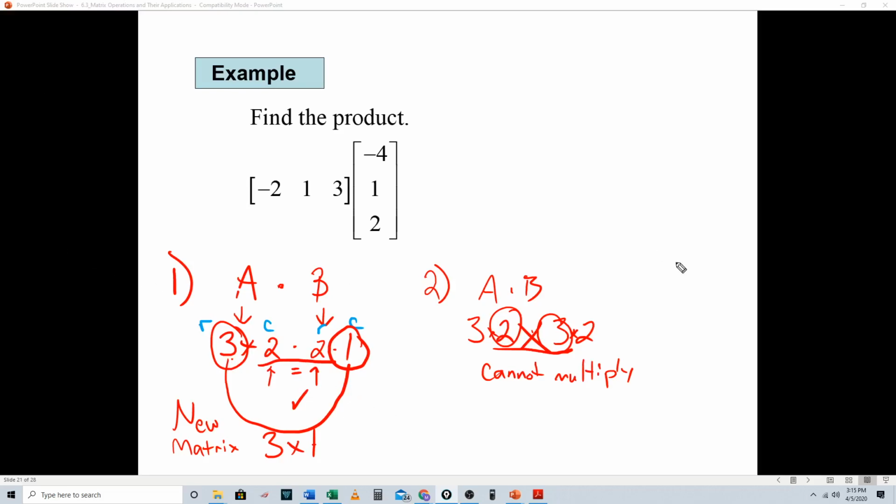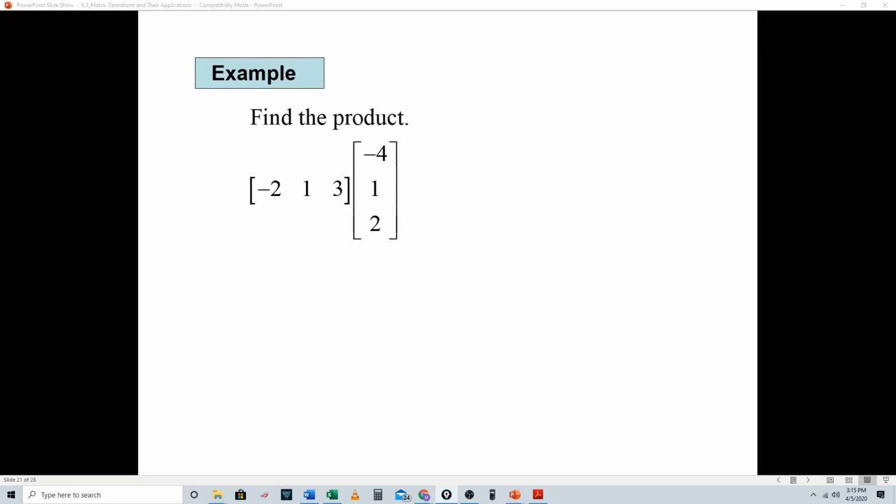Okay, let's write down the order of these two. So this is a 1 row by 3 columns, and this is a 3 column by 1 row. So since these numbers match, we can multiply, and it happens to be my new matrix is a 1 by 1. So it's actually just going to be one number. Okay, and that's it. That'll be my new matrix.